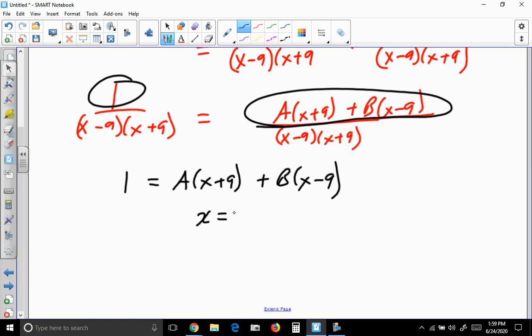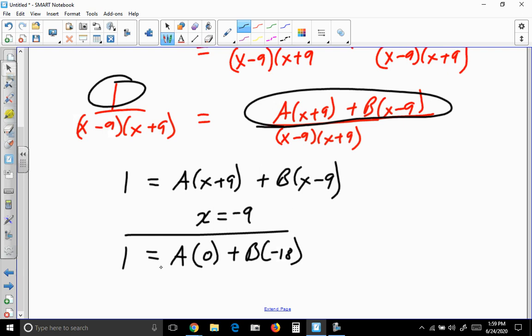For example, if we let x be negative 9, notice what's going to happen. If we put a negative 9 in here, we get 0. If we put negative 9 in here, we get negative 18. So that 0 makes that term go away. So we get 1 equals negative 18b. To get b, we divide both sides by negative 18. So b is negative 1 over 18.